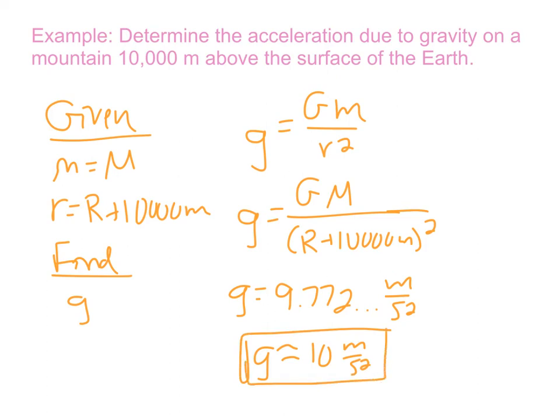But notice that this number, 9.77, is less than 9.8. So the farther away you are from the surface, the less amount of gravity you're going to have. So that's how we can determine little g on any object in the universe. And again, by objects, I mean planets, moons, or stars. All you're doing is looking at the mass of the object and the distance from the center. So how far away from the center of the object you are. And then you can find g.